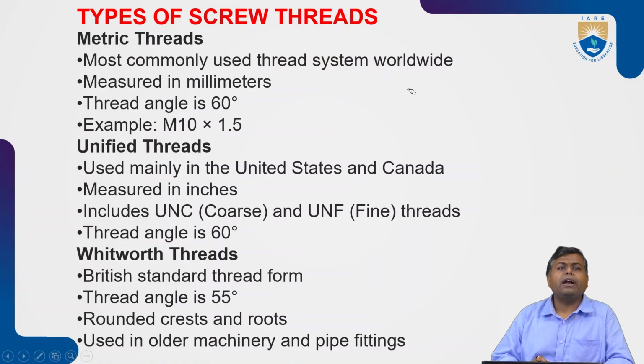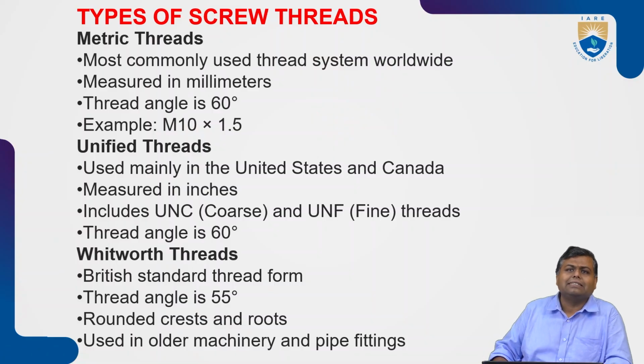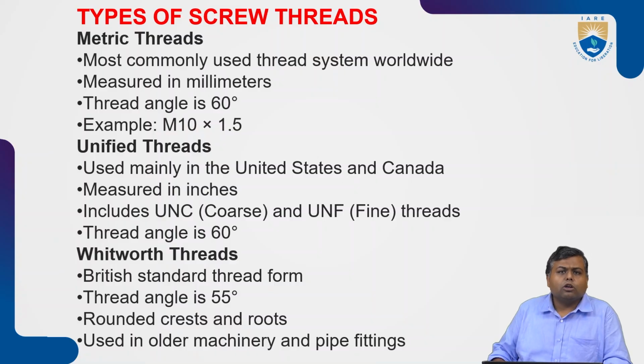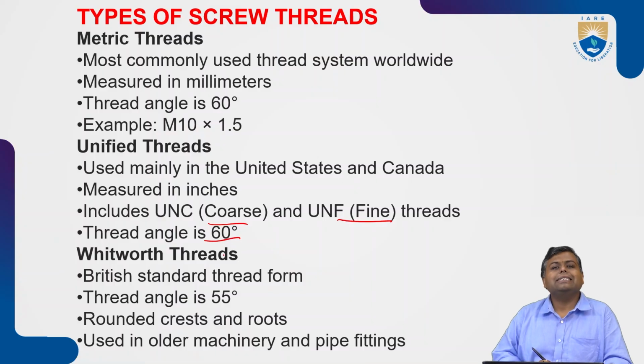The next is unified threads. So unified threads are majorly used in the United States as well as Canada. So these are measured in inches, and these are coarse and fine threads which have an angle of 60 degrees.